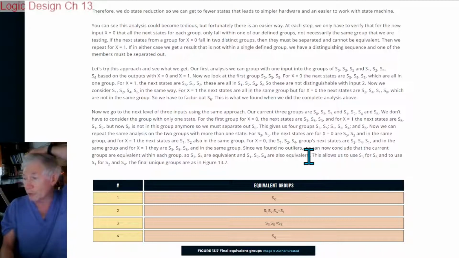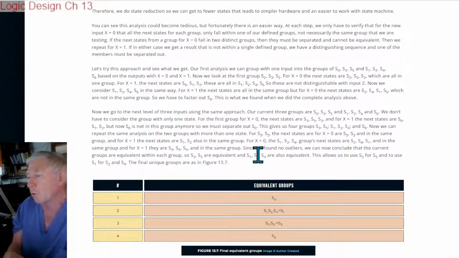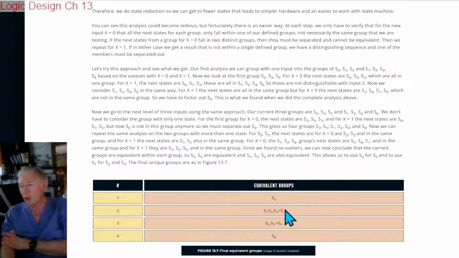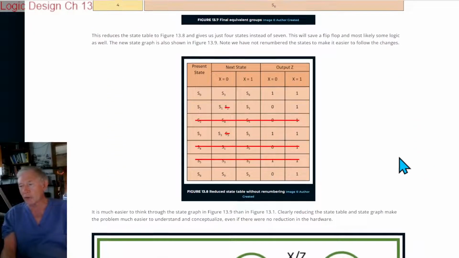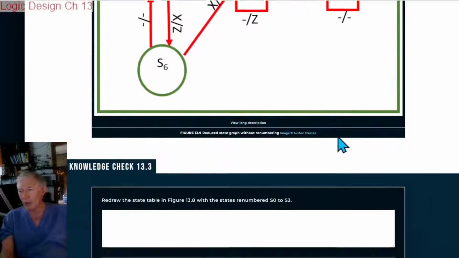So since there are no other outliers, we can conclude that the current groups are equivalent within each group. So S3 and 5 are equivalent, and S1, 2, and 4 are equivalent. S0, of course, stands by itself, and S6 stands by itself. So now we can substitute in S1 for S2 and 4, and S3 for S5. And of course S0 will be itself, and S6 will stay itself. And that gives us our reduced state table, where we have crossed out 3 states, and we're left with these, and here's our new graph, and so forth.